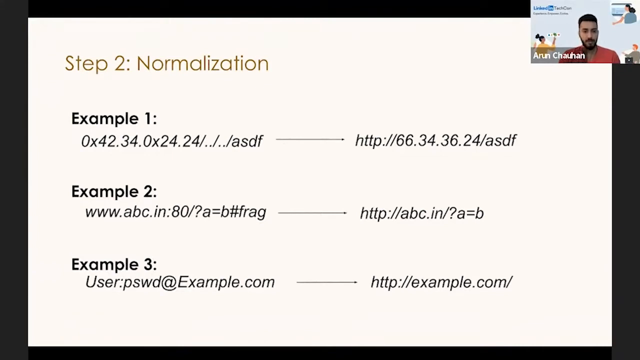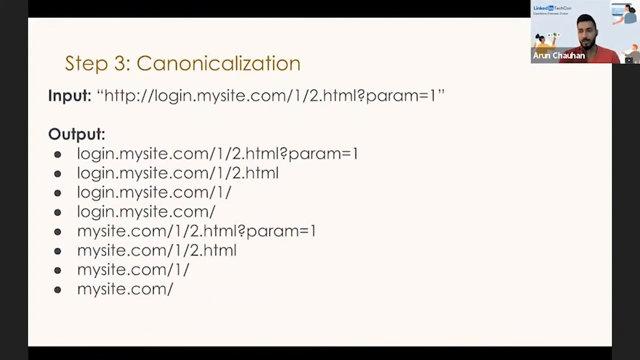Third is username password at example.com. So here the case might change, and there's a username password. So we strip that. And since there's no path, we'll add a trailing slash to it. So this is the normalization step. This will facilitate in matching any incoming URLs.